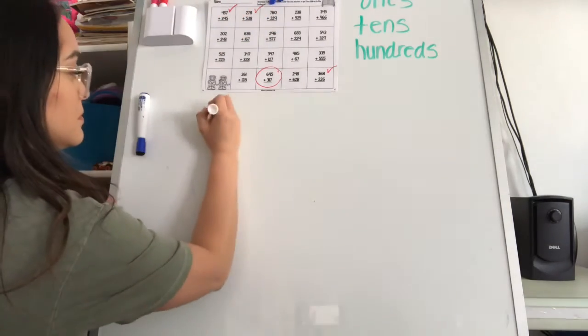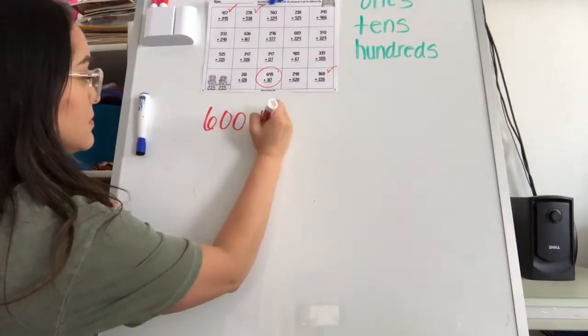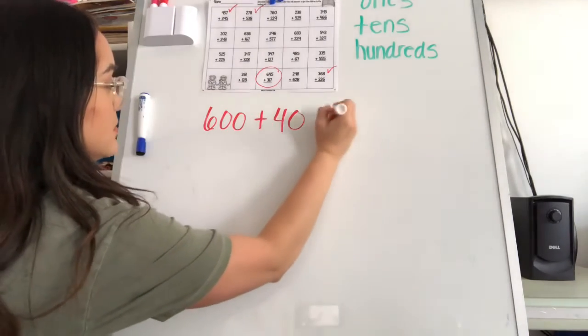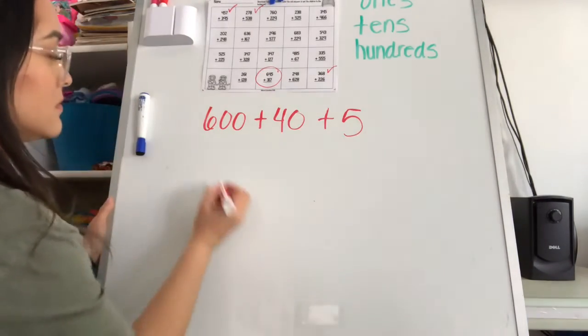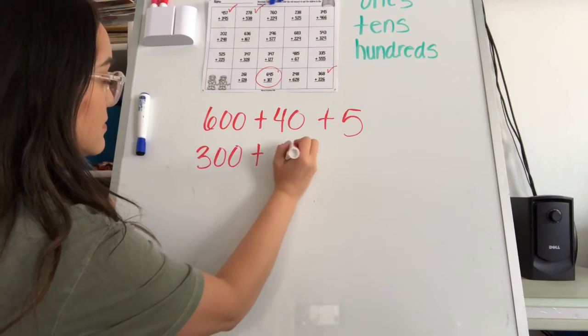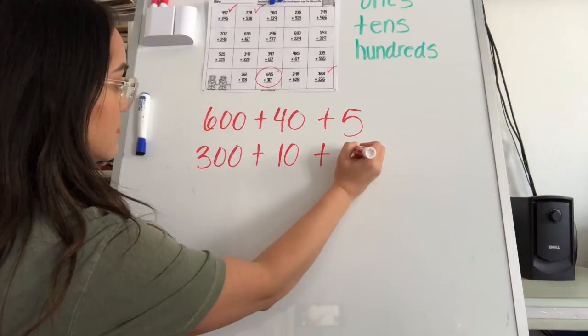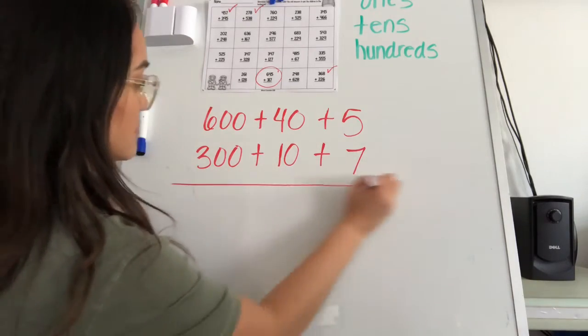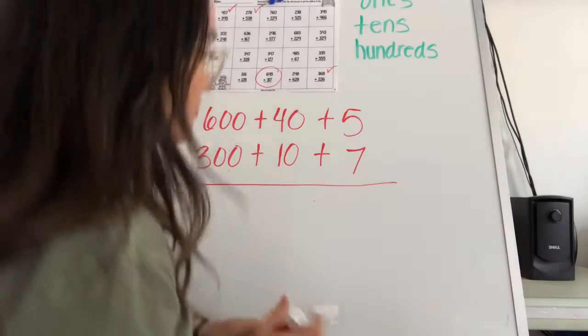645 in expanded form is 600 plus 40 plus 5. Now let's do 317. 300 plus 10 plus 7. Can you pause the video and solve on your own? Let's see.